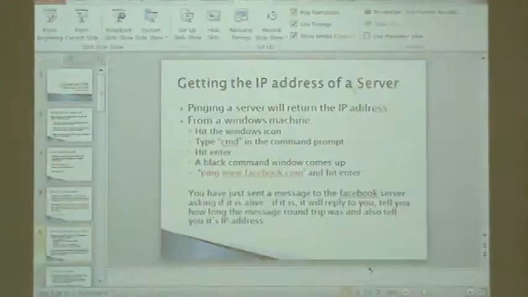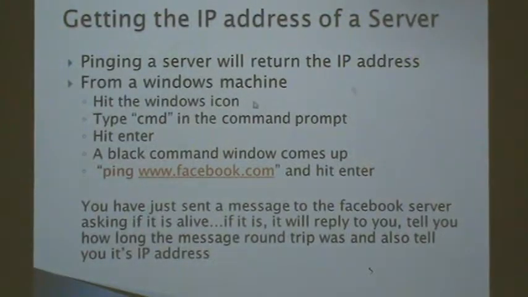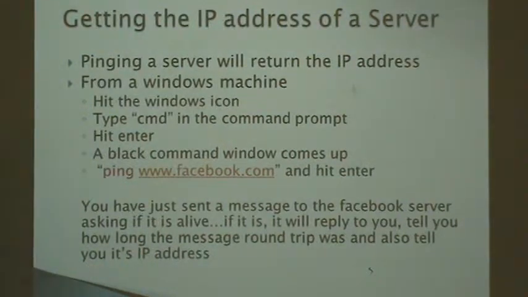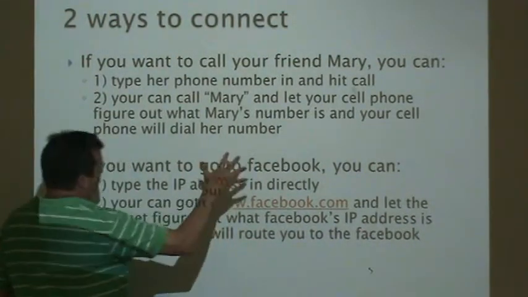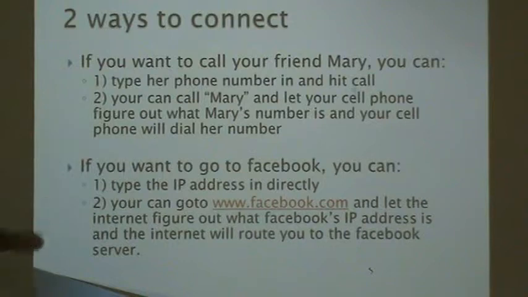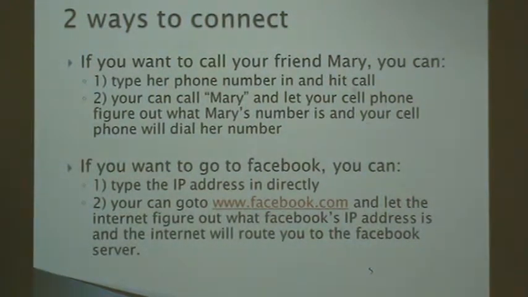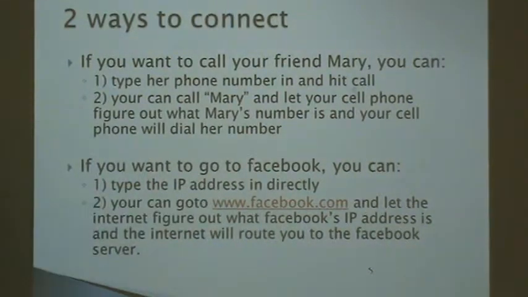So anyway, that's another way to go to the website. So basically, what I'm doing here, hopefully, a web browser will come up in a second. I'm doing the ping Facebook to get the number, and then once I get the number, like I said, there's two ways you could call your friend Mary. One is you could call Mary and let the phone figure out what the number is. And the other one is dial the number directly. Same thing's true with the internet. You could go directly to the IP address, the internet protocol address, or you can go to facebook.com and then the internet will translate it to the number and get you there.